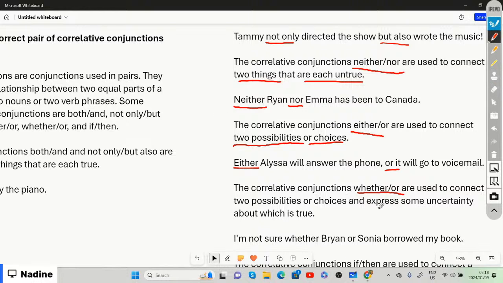All right, so we see the correlative conjunction whether or are used to connect two possibilities or two choices. And it expresses some uncertainty about which is true. So the word whether connects the two possibilities or choices. It's like saying, let me decide whether I am going to the school party or whether I must rather just go home and take a nap. So you're expressing some form of uncertainty, right? I'm uncertain if I'm going to go or if I'm rather going to go home.